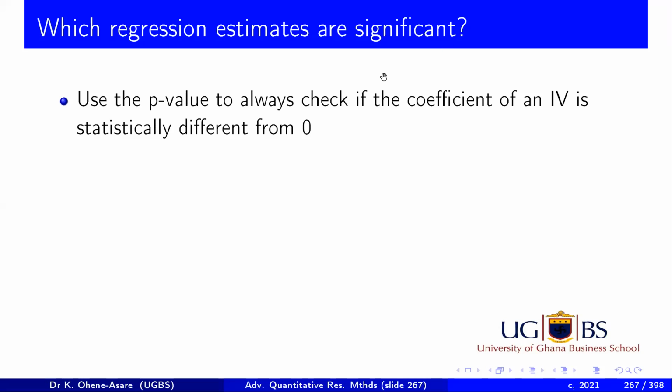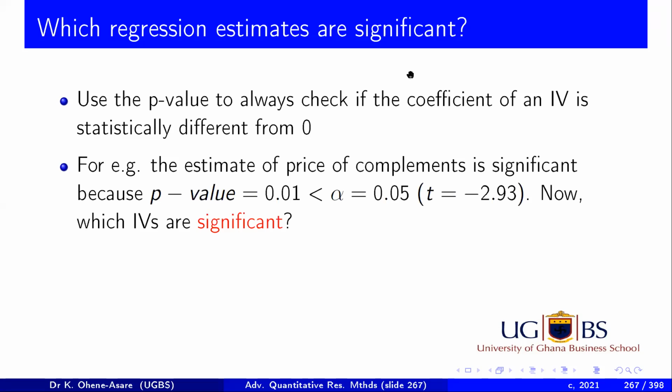In order to get which regression estimates are significant, or which independent variables are useful in determining the dependent variable, you will have to check the p-value. If a particular variable does not show a p-value, there is something we call stars that you are going to use to determine it. But first, let me explain how the p-value works.